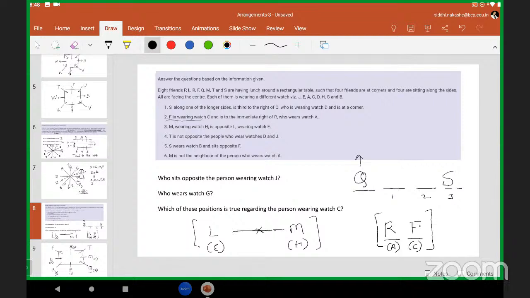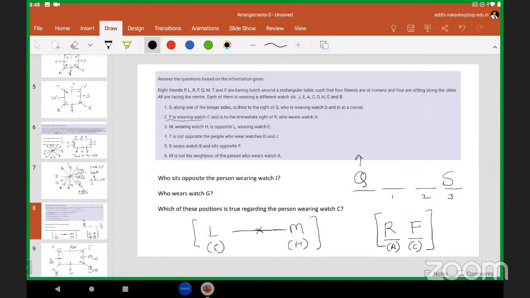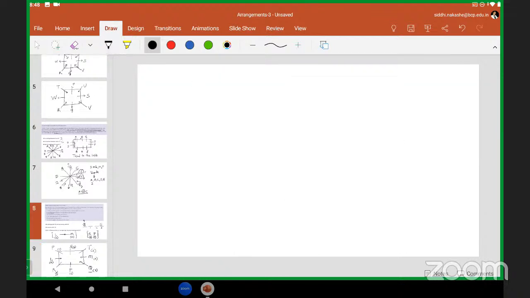So the only remaining watches are D and J. So which means J has to be this. What other watches we have? We have completed J, E, A, C, D, H. Only watch remaining is G, so he will wear G watch. So I will write this down again.